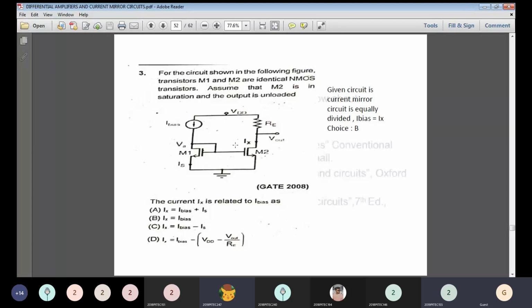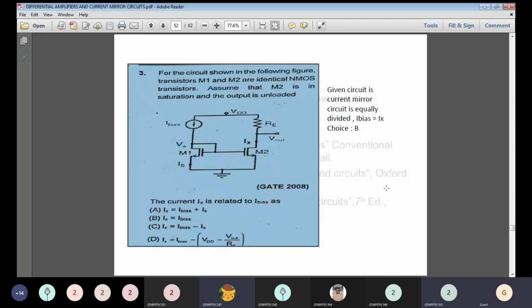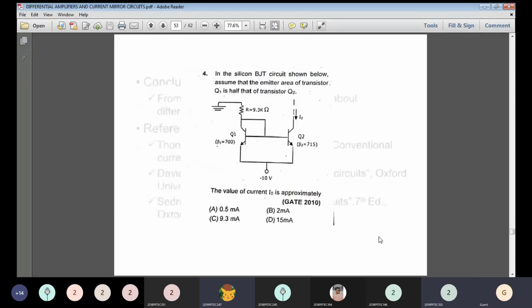So when both are equal, which option is correct? Both are equal. That is the concept of the reference, and that is the concept of the current mirror. So option B1 is correct because the output current is equal to the reference current. Okay, these are all simple questions.